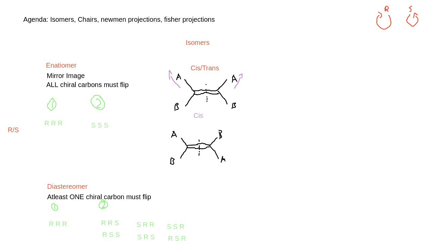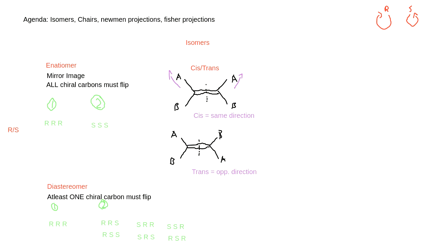So double bonds are one way to figure out cis and trans. Another way to figure it out is wedges and dashes. So, cis, by the way, equals same direction, and trans equals opposite direction.